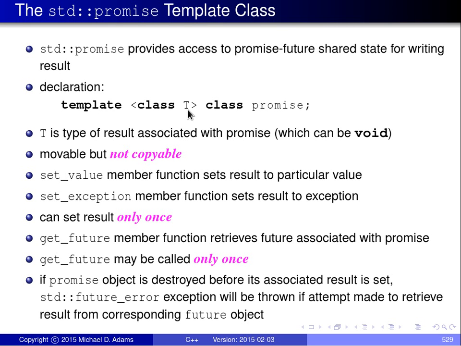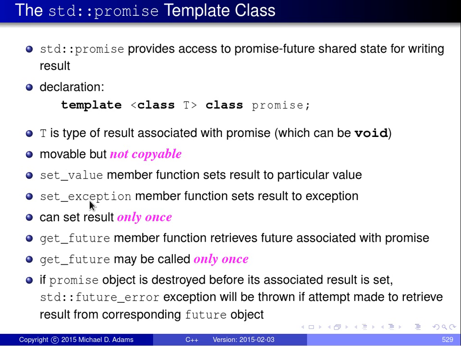Objects of type promise are movable but not copyable. And there are two ways that you can write a result into a promise. One of them is by using the set_value member function, which writes a particular result of type T, where T is the type parameter on this lecture slide. You can write a result of type T into the promise, which then can be read out of the corresponding future. The other way to write a result into the promise object is to use the set_exception member function.